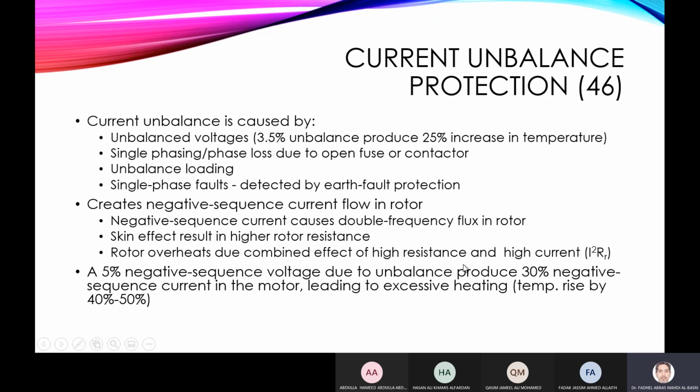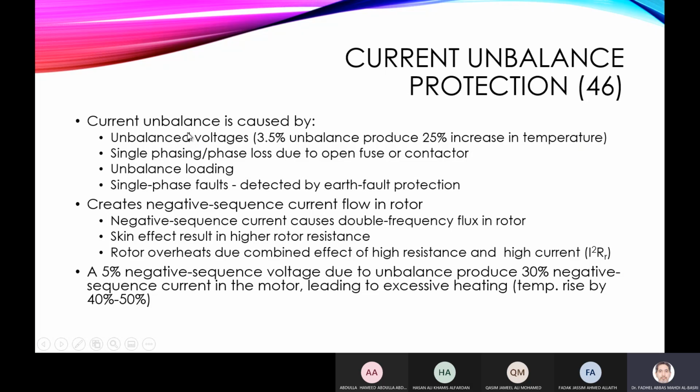So almost 6 times. Sensing current is more sensitive than voltage, because just a 5% change in negative sequence voltage can produce 30% in current. That's why current-based imbalance detection is more sensitive than voltage-based imbalance detection.